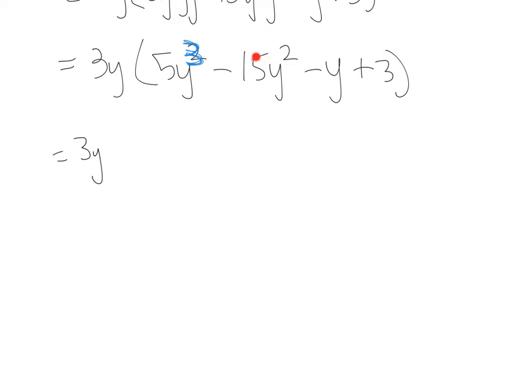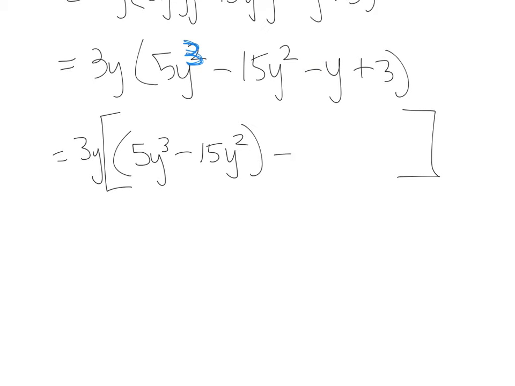I'm going to take these 4 terms and put them into 2 groups of 2. I'm going to put parentheses around the 5y cubed minus 15y squared. And then I want to put parentheses over here, but this minus sign makes it a little tricky. So it's going to be minus, and then y minus 3.